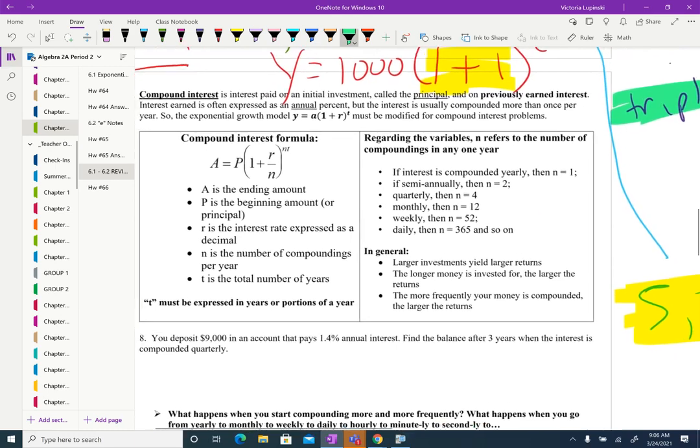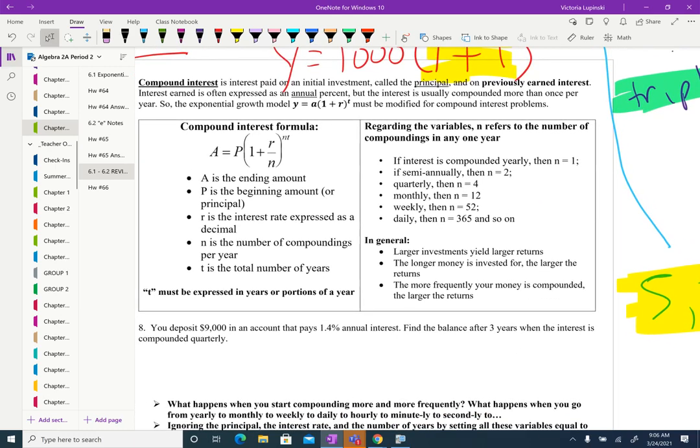Once you've got all that, look at the third page. This is just about compound interest. Remember, you are only going to use the compound interest formula when it specifically says compound interest. Here is the formula, which you have written down already, but here it is again. And then here are just some reminders.